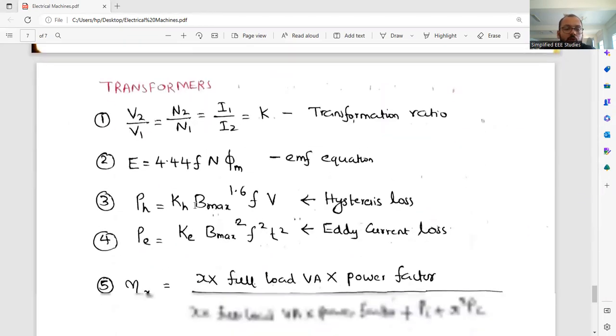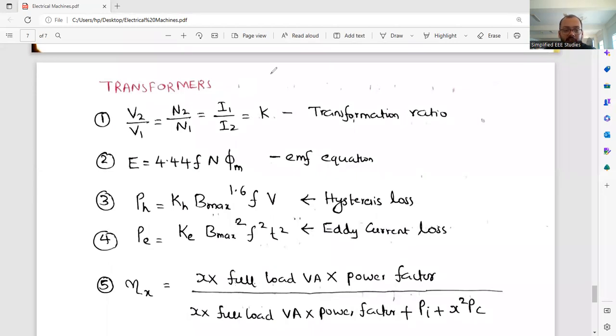Now I am going to show you the important formulas related to transformers. It is a static device, unlike the previous machines. First of all, you have to remember one equation called the transformation ratio, K. V2 by V1 equal to N2 by N1 is equal to I1 by I2. V2, V1 mean secondary and primary voltage. N2 and N1 are the secondary and primary number of turns. I1 and I2 are primary current and secondary current. K is called the transformation ratio.